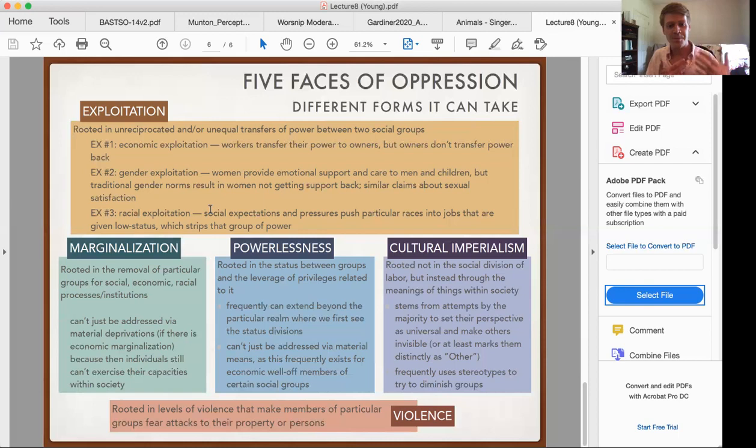Next, we get powerlessness. Powerlessness is rooted in the status between groups and the leverage of privileges related to it.